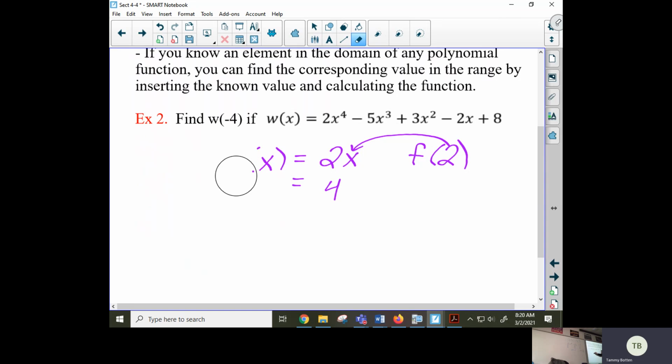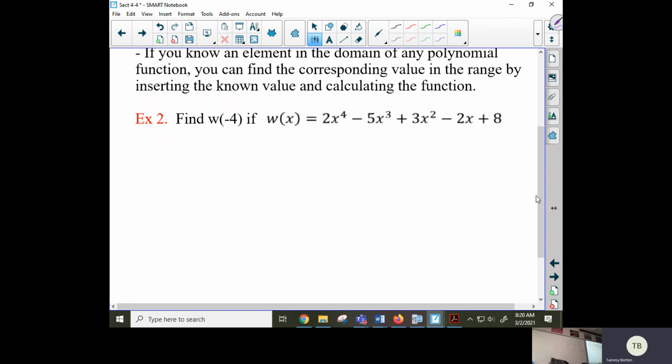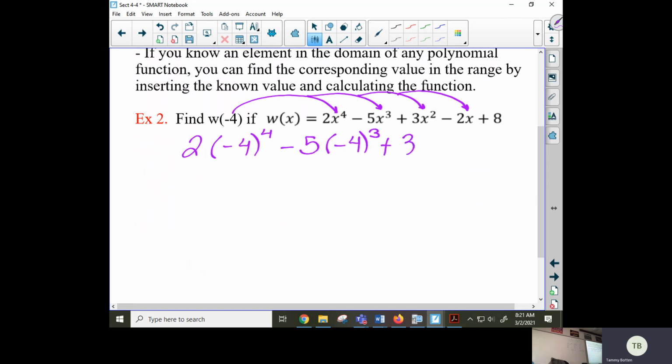Well, these are a little bit harder just because we have so many powers, but that's what you do. So they want to take -4 and put it in everywhere there's an x. So this is what we would have. 2, and because it's negative, we're going to put it in parentheses. -4 to the 4th power, minus 5, and we're going to put -4 in here to the 3rd power, plus 3, -4 squared, minus 2 times -4, plus 8.